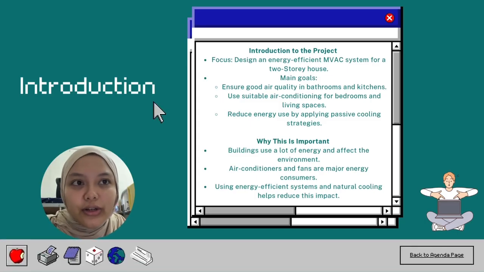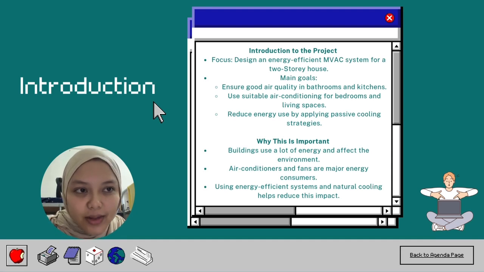So this project focuses on designing an energy efficient MVAC system for a two-story residential house in Malaysia. Because of our hot and humid climate, it's important to keep homes cool and comfortable while using less energy. We aim to improve indoor air quality in areas like kitchens and bedrooms and provide the right cooling for bedrooms and living space. To do this, we combine two main approaches, which are mechanical systems like air conditioners and fans, and passive design strategies like reflective roof, shaded windows, and cross ventilation.